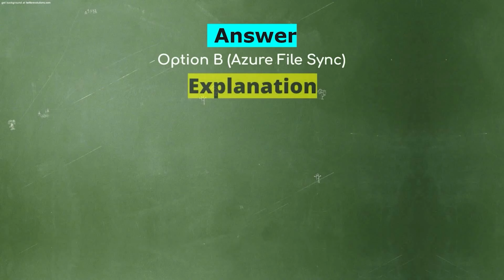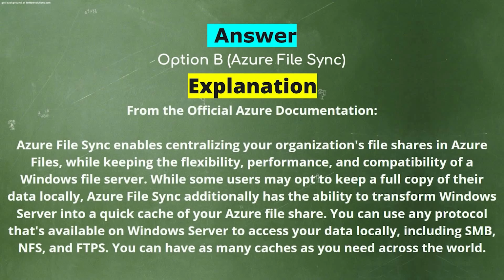Explanation. From the official Azure documentation, Azure File Sync enables centralizing your organization's file shares in Azure Files, while keeping the flexibility, performance, and compatibility of a Windows file server, while some users may opt to keep a full copy of their data locally. Azure File Sync additionally has the ability to transform Windows Server into a quick cache of your Azure file share.